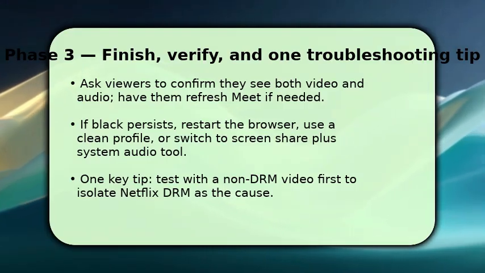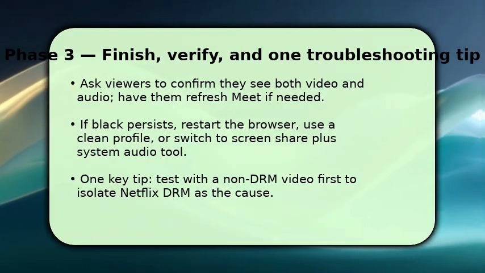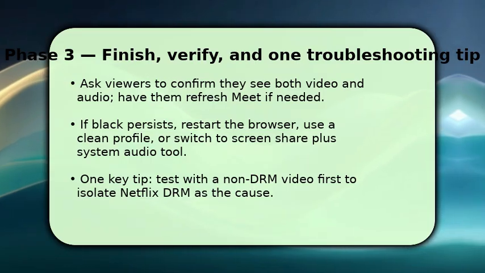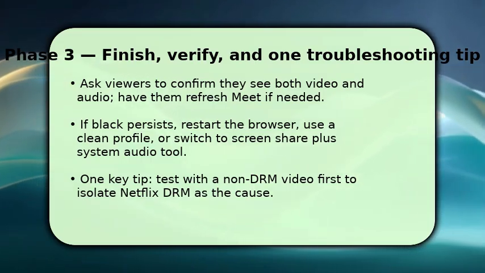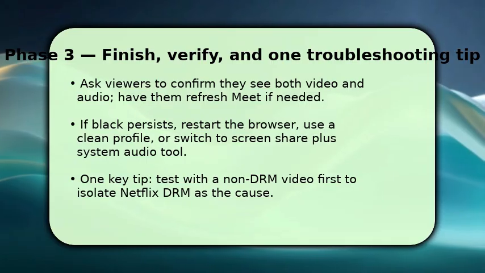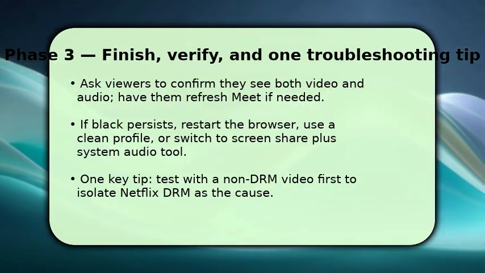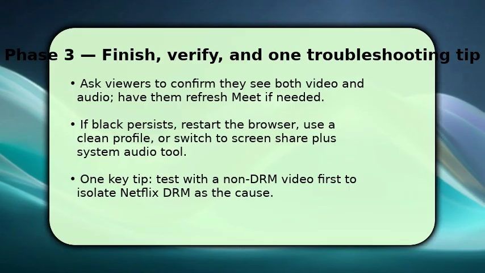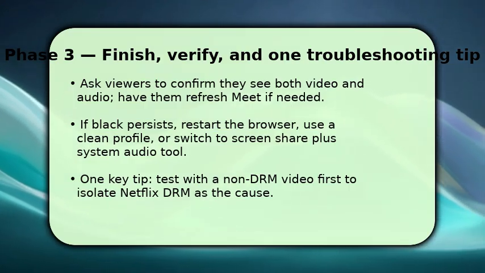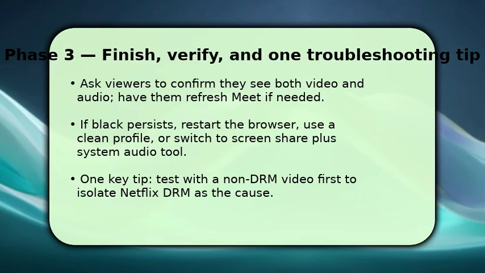If the problem persists, fully restart the browser, try a clean new profile without extensions, or use a third-party system audio loopback tool that shares desktop audio. One key troubleshooting tip: test presenting a non-DRM video to determine whether Netflix DRM is blocking the feed. If non-DRM works, the issue is DRM.